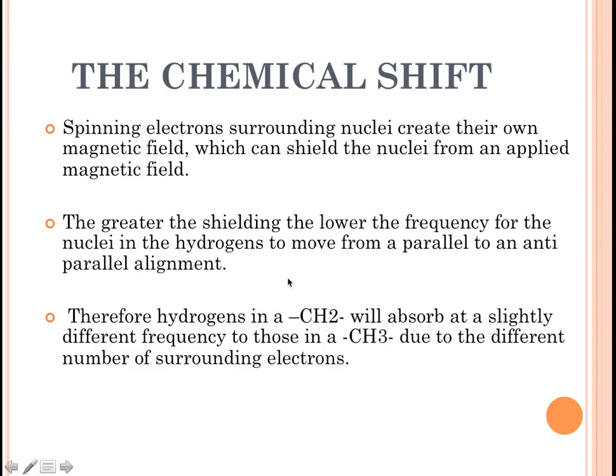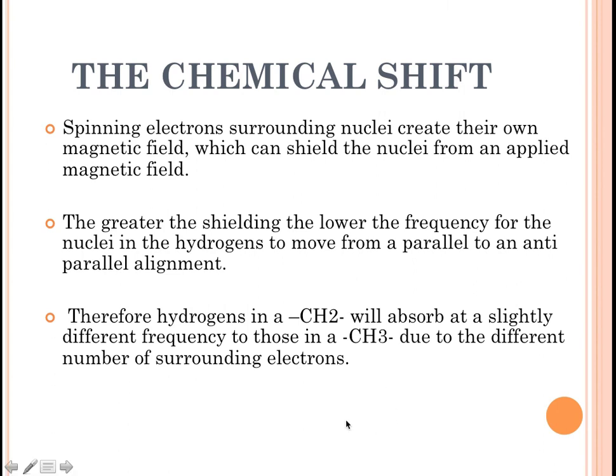The chemical shift is due to the spinning electrons that are around the nuclei making their own magnetic field, and that shields the nuclei from our external magnetic field that we're putting in. So the more shielding, meaning the more electrons circling them, the lower the frequency for them to be moving from parallel to antiparallel. So basically, the lower the number of the chemical shift. That's why we get these differences.